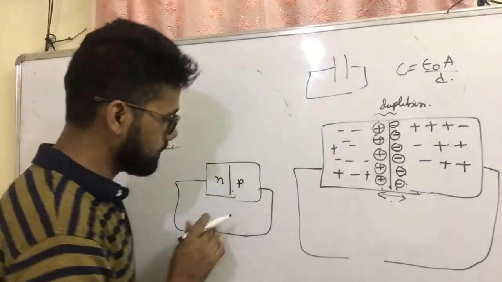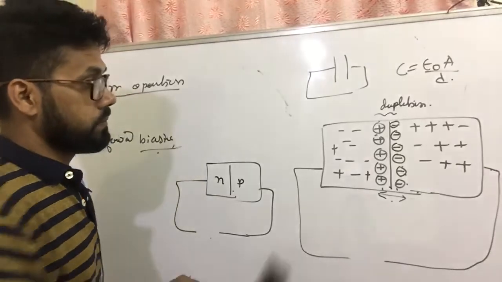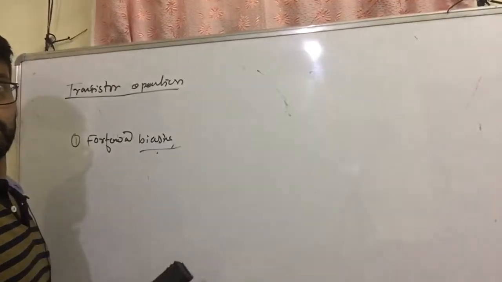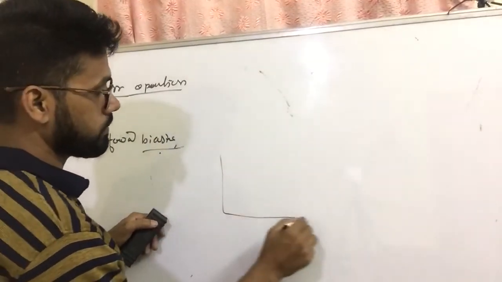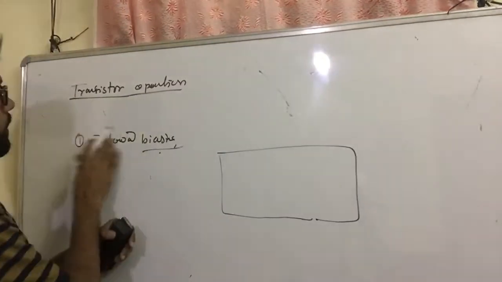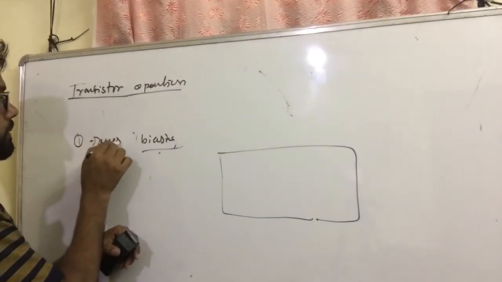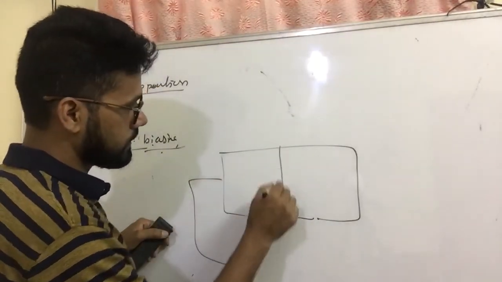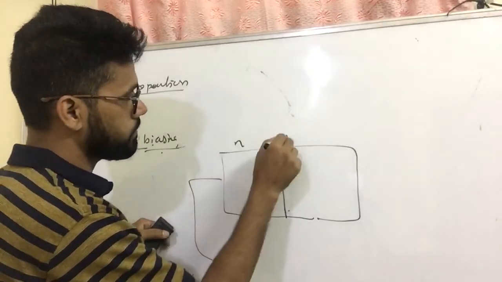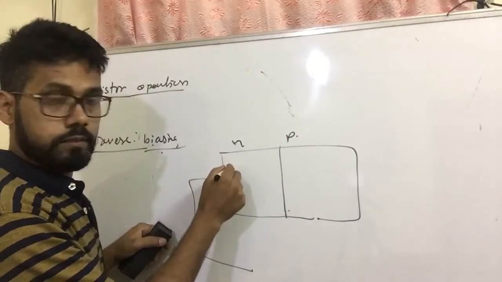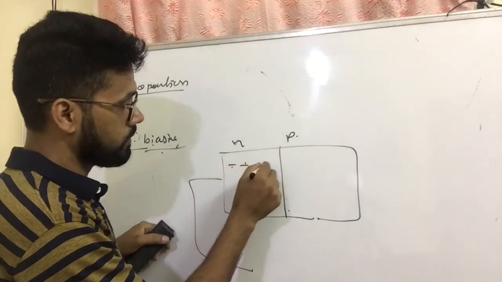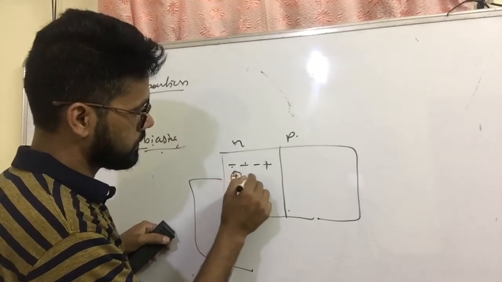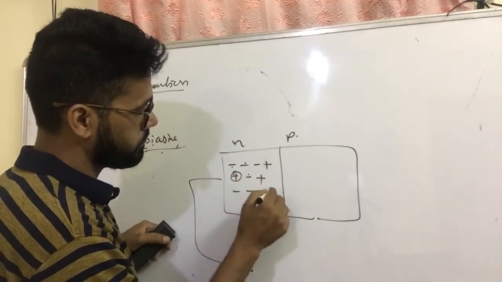Now if I connect the reverse bias, what happened in reverse bias? This is N and this is P. In reverse bias, this side has majority electrons, so majority electrons, and minority holes.